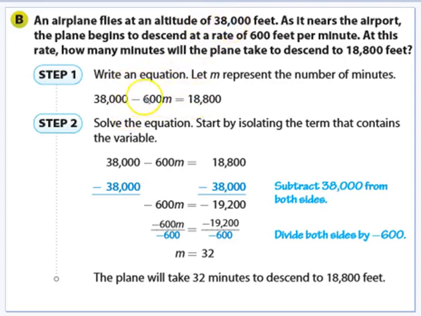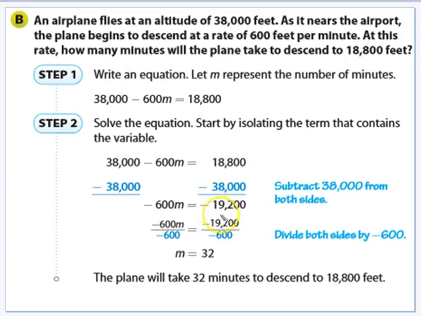we're descending, so it's minus 600 feet per minute. So per minute, m, minus 600 m. And then how many minutes will the plane take to descend to 18,800? So this is our equation. This is positive, so we are going to have to subtract because the opposite of positive is negative, so we're subtracting 38,000 from 18,800.